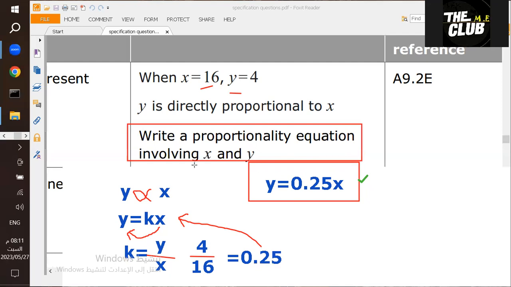So this is the equation, okay? We call it the proportionality equation. Guys, focus on this. This is the sign of proportionality. You have to use it when you answer this, okay? All right, let's move on to the next question.